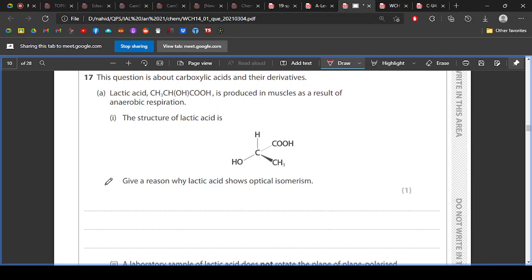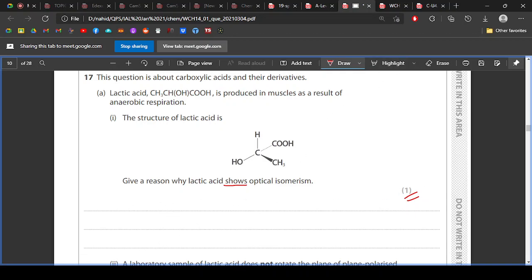Then the first question they're telling us is: give a reason why lactic acid shows optical isomerism. Would you like to share your thoughts on this question? We know optical isomers, right? Remember those enantiomers? Positive enantiomer, negative enantiomer. Could you tell me what could be the answer to this question? It's just 1 mark, so very simple answer actually. Any suggestions? Probably because it's a chiral carbon.